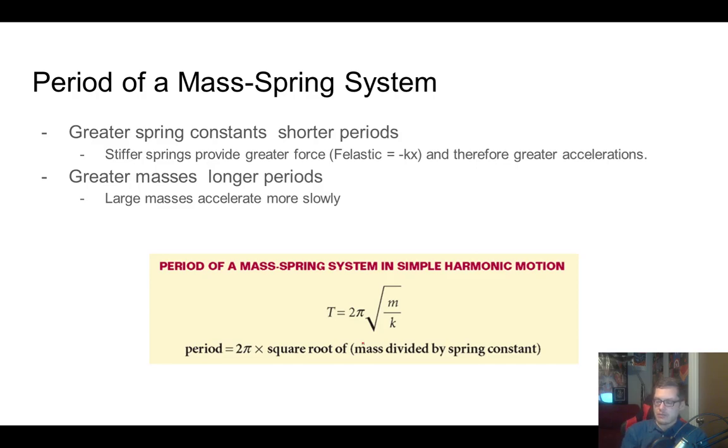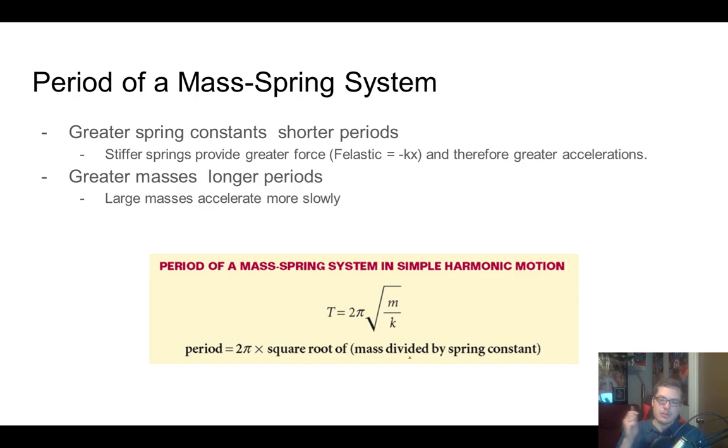We also can have a very similar thing for a mass spring system. Same sort of idea, just not a pendulum, just that mass spring simple harmonic motion. Notice the formula is almost exactly the same, the only difference being that we have the mass instead of the length, and the spring constant instead of the acceleration due to gravity.